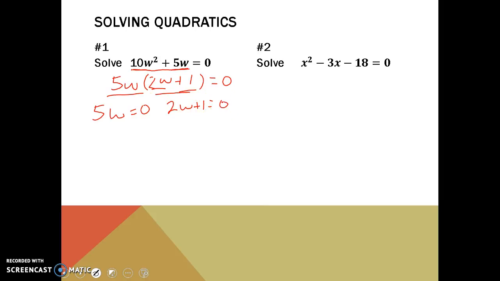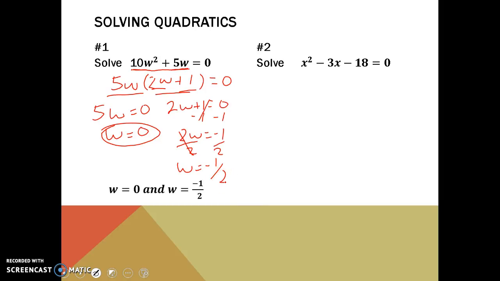And then I'm going to solve both of those equations. The first equation I'll divide by 5, which means w is 0 divided by 5, which is 0. Second equation, I would subtract 1 from both sides, so I'll have 2w is equal to negative 1, and if I divide both sides then by 2, w is equal to negative 1/2. And so that's the solution for the first equation, and we could check these by plugging 0 and negative 1/2 back into the original equation to make sure that we do get 0.